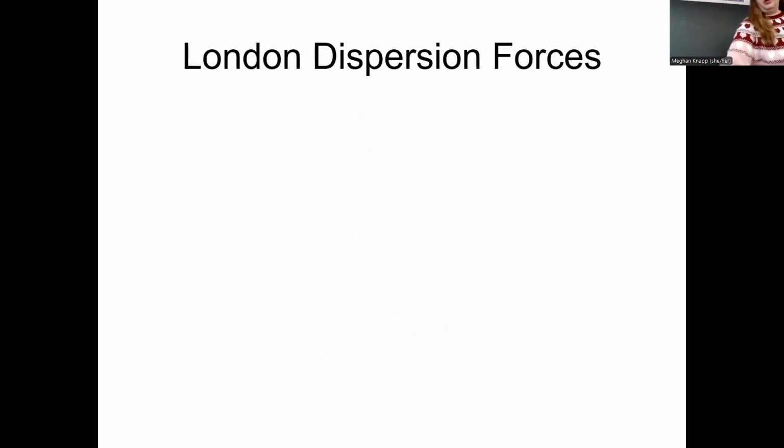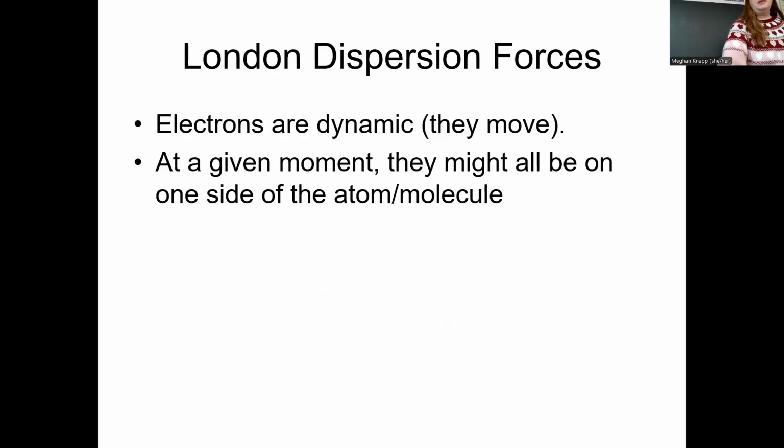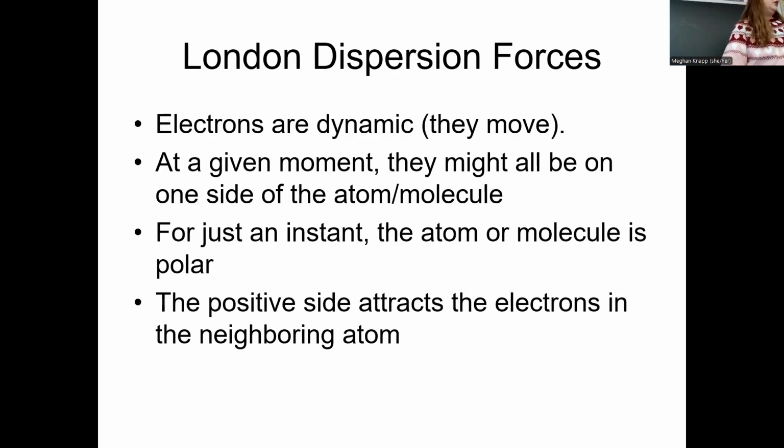Okay, so our basic idea was that the electrons are moving around. At any given moment, they might be on one side of the molecule. And for just an instant, and that word instant is where we get instantaneous dipole, it is polar. And then the next instant, it might still be polar, but in a different direction. So it's constantly changing the direction of its polarity. And during that instant, the positive side attracts the electrons in the neighboring atoms.